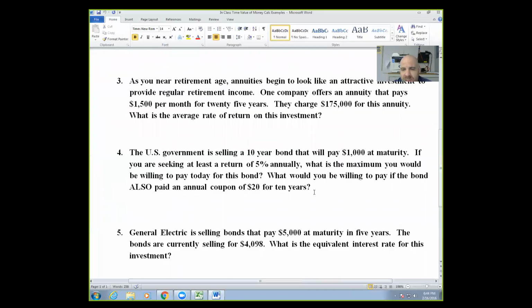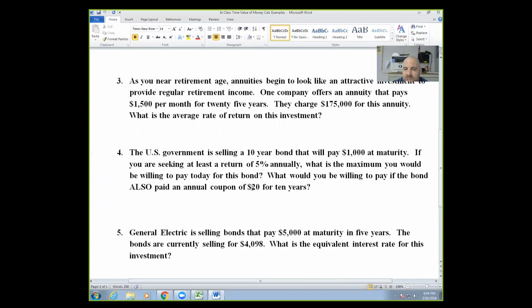The second part of that question is, what would you be willing to pay if that same bond that we just calculated also paid an annual coupon of $20 for 10 years? What's an annual coupon? Anybody know what that is? Is that the interest they pay you once a year? Yeah, so a coupon is, in addition to getting the money back at the end of this process, some bonds pay a coupon, which means that in this case, every year you're going to get a check for $20, in addition to getting $1,000 back at the end of 10 years.